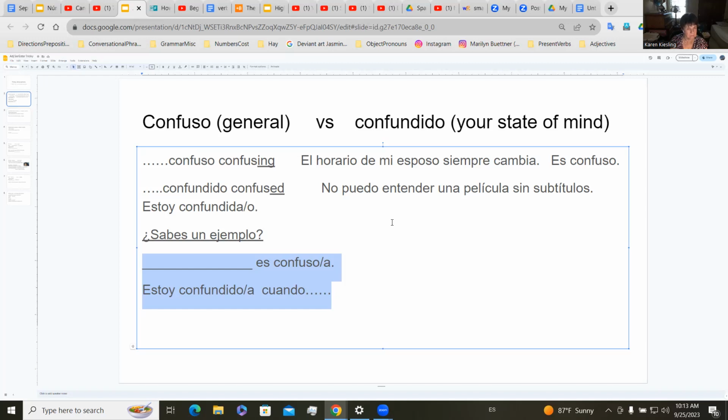Las calles de Boston para manejar, para manejar en Boston, las calles son confusas. The streets are confusing. Eso, ¿sí? Hay otro ejemplo. Do you have another example of this word confuso?